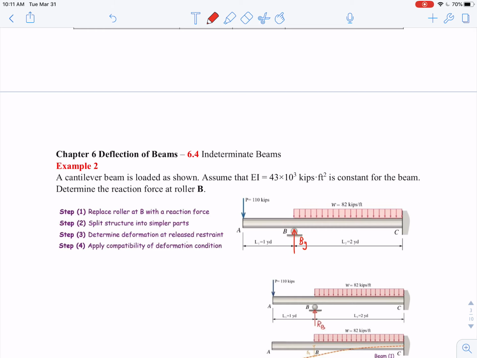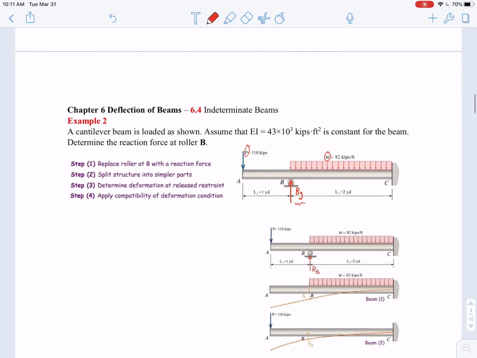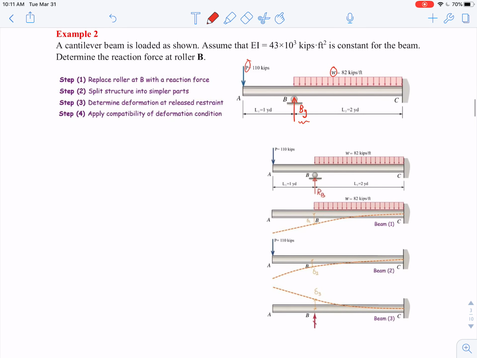So 1 cantilever is subjected to distributed load W, 1 subjected to concentrated load P, and another subjected to concentrated load By, as shown here. We will have these 3 beams: beam 1, beam 2, and beam 3. Then we just determine the deformation at point B in these 3 cases, and then consider the compatibility condition in step 4. So we have done step 1 and step 2, and we start from step 3.